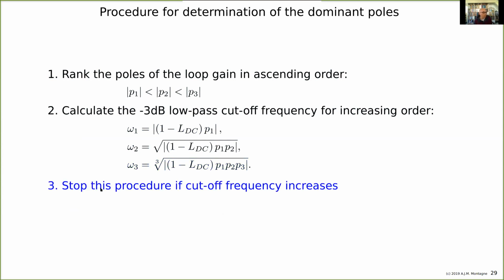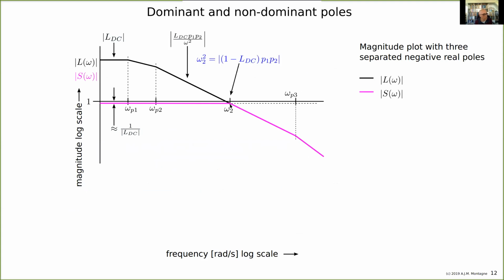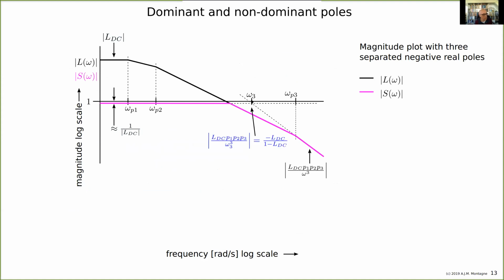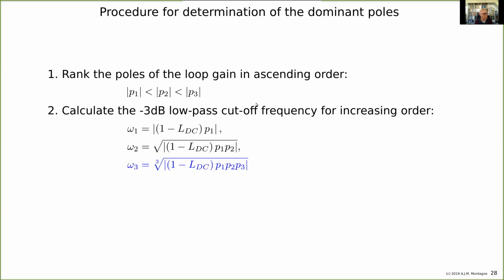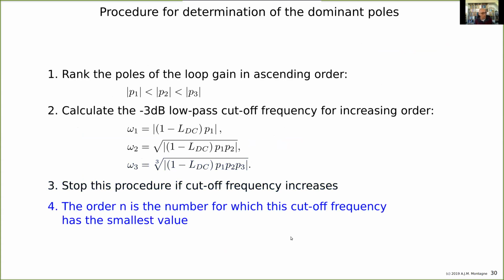Now we stop as soon as the cutoff frequency increases. Let's go back to the figure. Here, we find omega 1. Then we find omega 2, it's smaller. And then we find omega 3, and it's larger, because this is below. Which means as soon as the number goes up, the previous one was the one you were looking for. And you can also say, if P3 is larger than omega 2, you can stop, because that will increase this number. So the order n is the number for which this cutoff frequency has the smallest value.